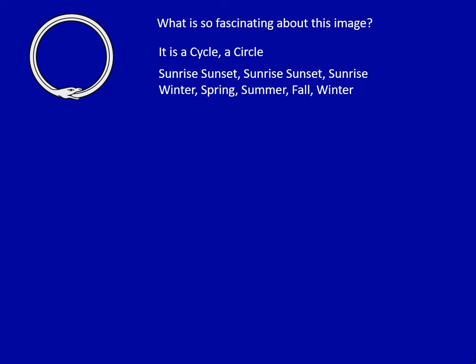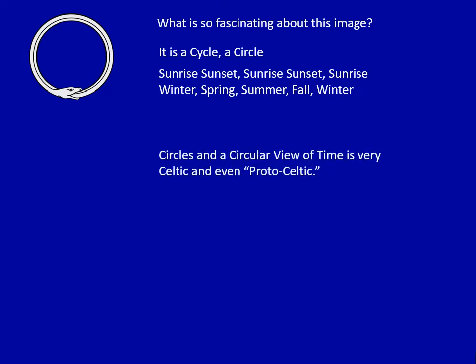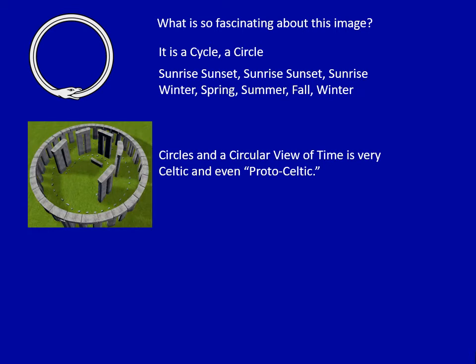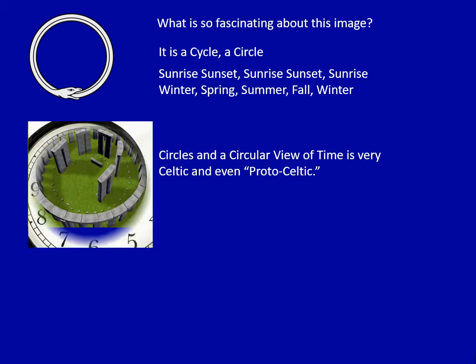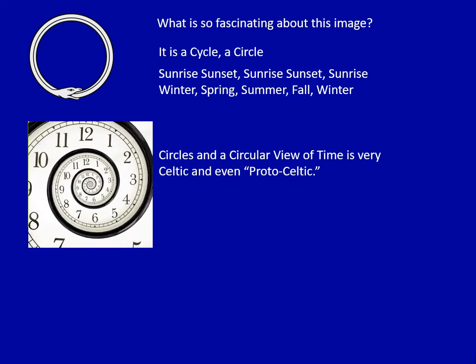What's so fascinating about this image? It's a cycle. It's a circle. Sunrise, sunset, sunrise, sunset, winter, spring, summer, fall, winter, spring, summer, fall. Circles and a circular view of time is very Celtic and even Proto-Celtic. Take a look at that circle of Stonehenge and how it marked the passage of time. So time is a cycle.